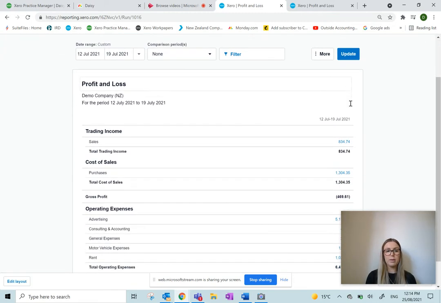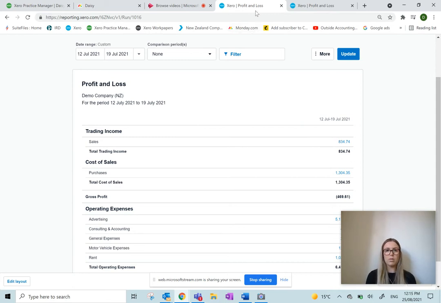And the figure you want to be looking at is this total trading income figure. So that's the typical trading figure that your business would receive in a normal week of trading. So it's just those usual business activities. So it doesn't include anything such as interest income, any dividend income, any residential or commercial rental income, or any other one-off income that your business has received in that week. So it's just going to be that total trading income.